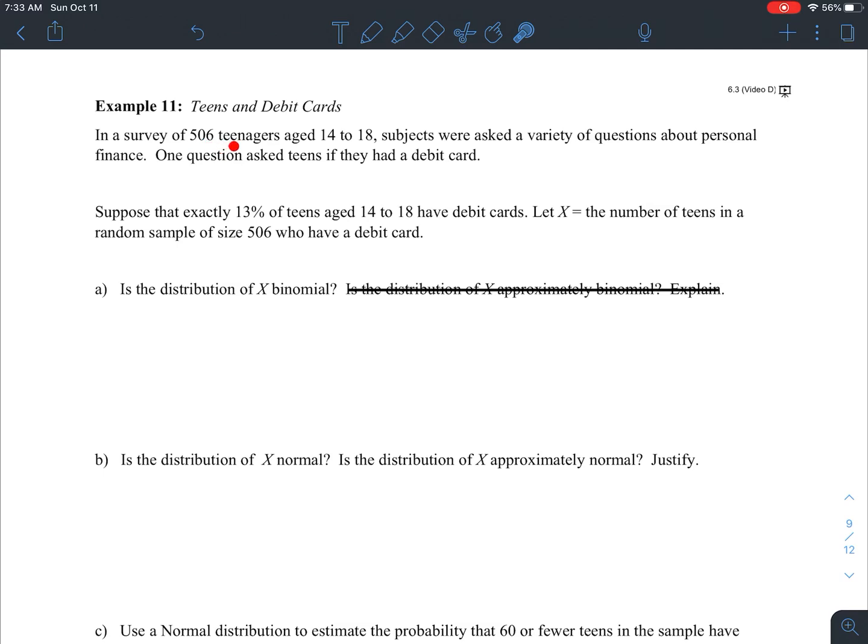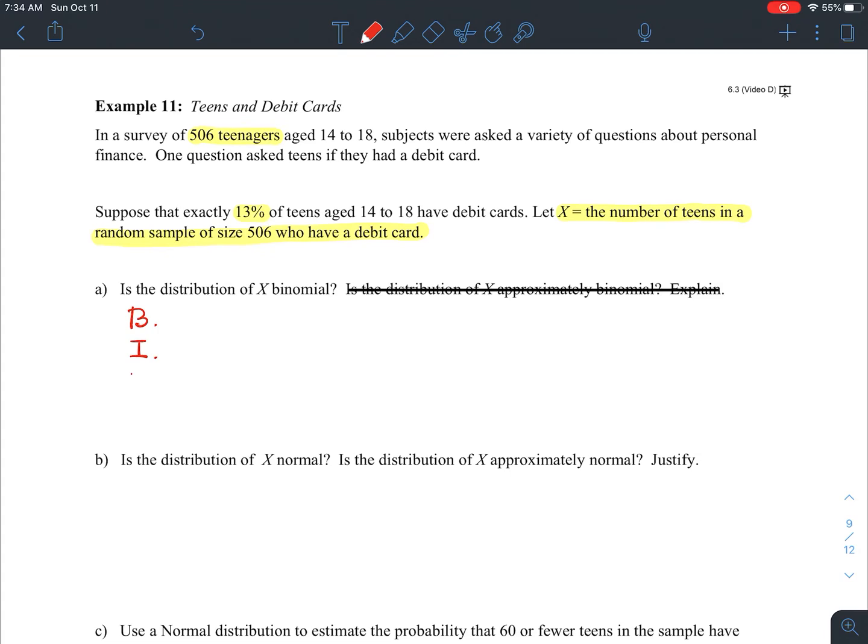So here this is discussing that in a survey of 506 teenagers, so that's going to be our N, our number of trials here, ages 14 to 18, subjects were asked a variety of questions about personal finance. One question asked teens if they had a debit card. Suppose that exactly 13% of teens aged 14 to 18 have a debit card. So that's going to be our P, our probability of a success. Okay, we're going to let X, our random variable, represent the number of teens in a random sample size of 506 who have a debit card. That is what we're defining as our success here.